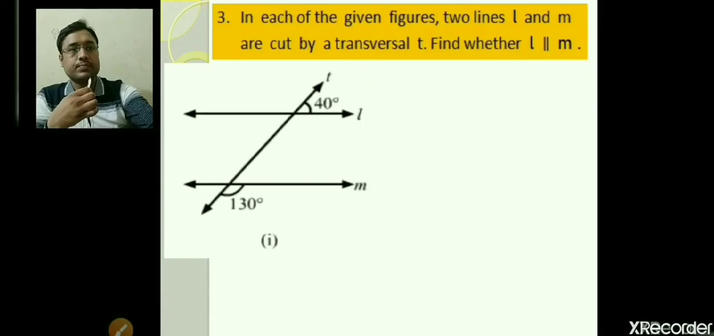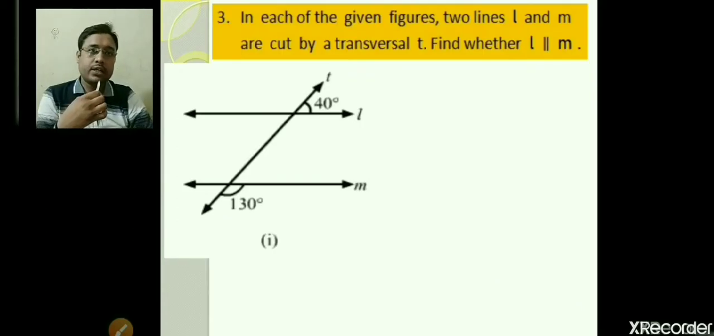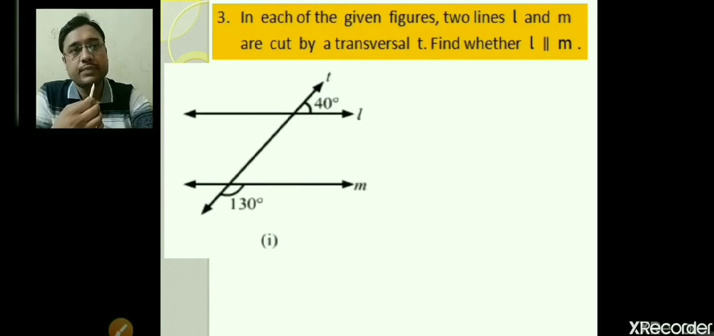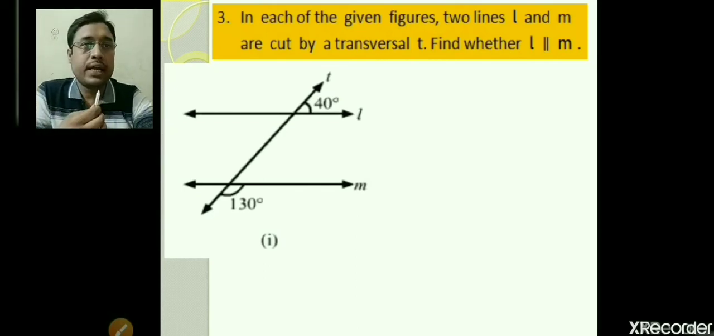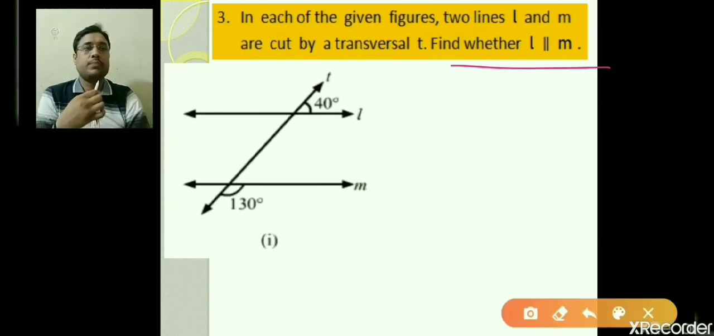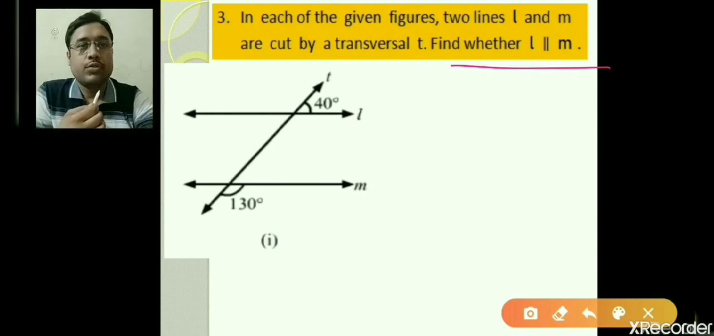Next, third number is, in each of the given figures, two lines L and M are cut by a transversal T. So find whether L is parallel to M or not. This line L is parallel to line M or not, that you have to see. Then how will you do this?